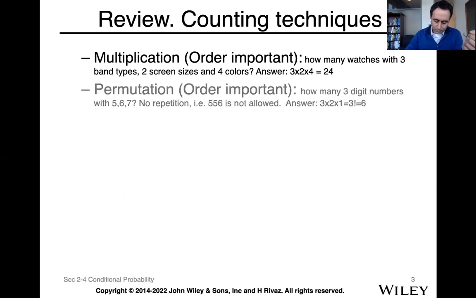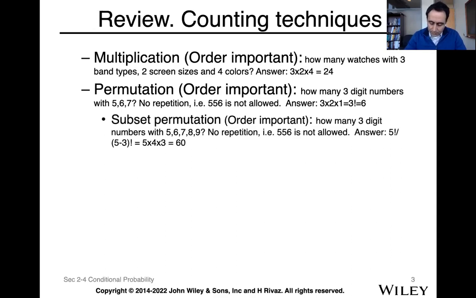Next up was permutation. So in permutation, order is important. So how many three-digit numbers with 5, 6, and 7 can be made? So here in permutation, we don't allow repetition. So 5, 5, 6, for example, is not allowed. And the answer is basically 3 factorial, right? It's n factorial if you have n digits.